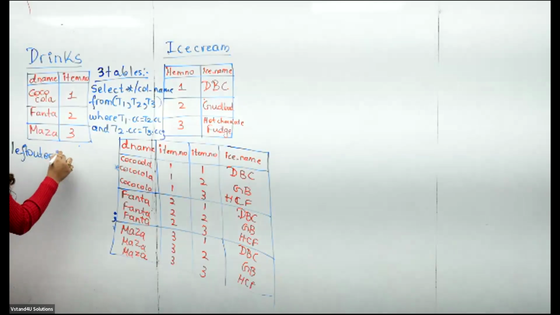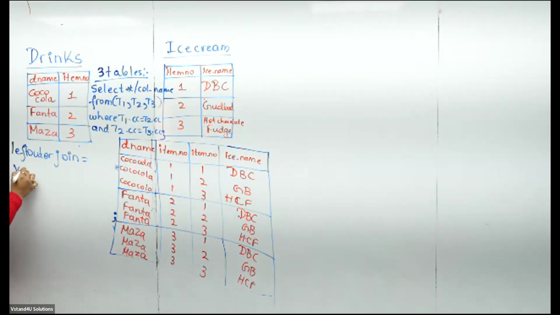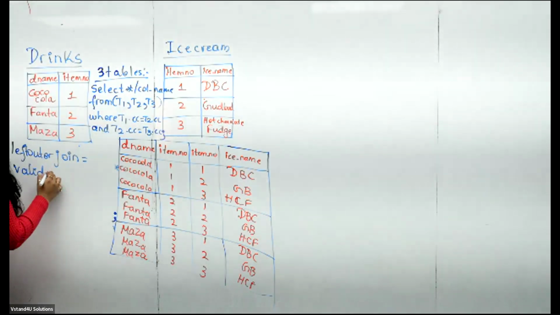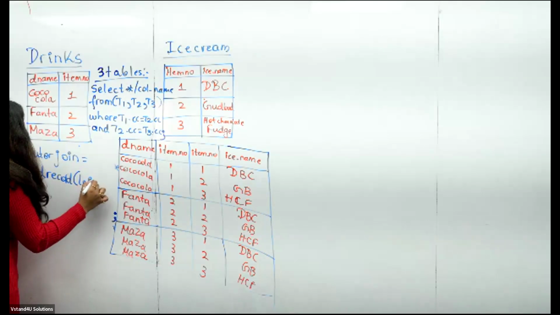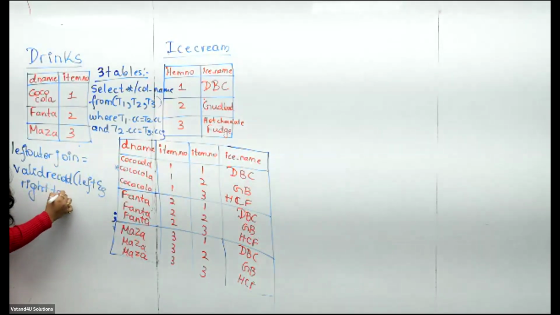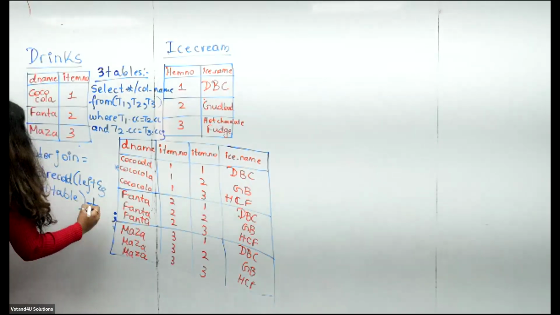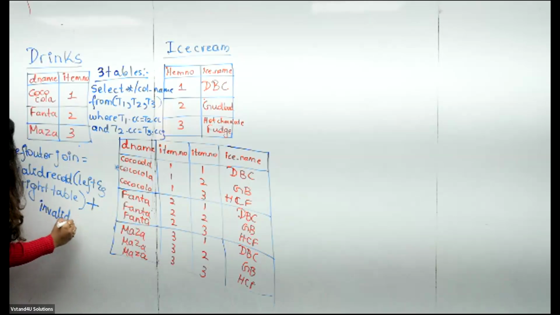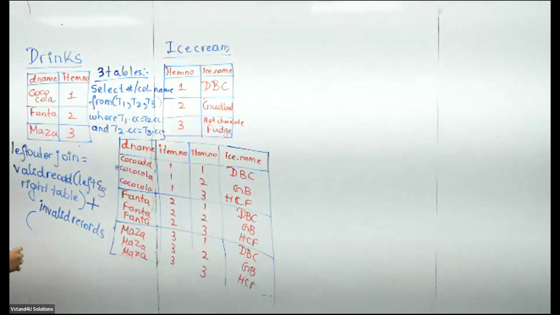Left outer join is equal to valid records of left and right table plus invalid records of left table.